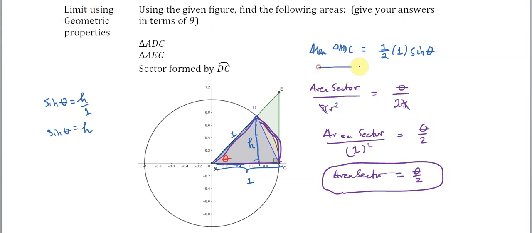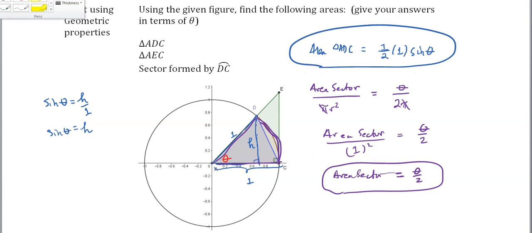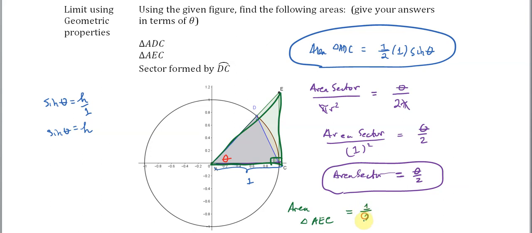My first result was the area of the blue triangle. Okay, so let's look at the last one here, which is the area of the big triangle. So this big shape right here, this green shape right here. All right, so I've removed some of the other drawings here just so we can focus a little better. So the area of the other triangle, the area of triangle AEC, is also equal to 1/2 the base, which is 1, times the height, which is EC. Okay, so that's the height, right?